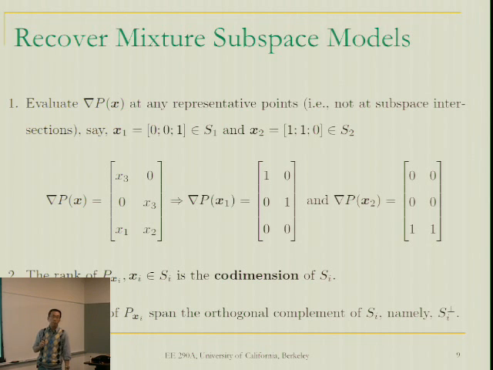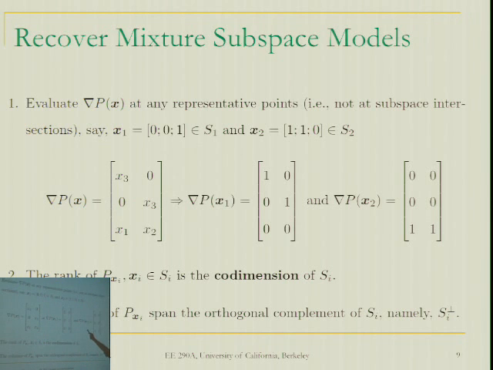So to play a simple game, let's suppose I write down one sample from S1. Remember, that's a line. So on the line, I'm going to choose the coordinate 0, 0, 1. In this case, the evaluation of the derivative of P is equal to 1, 0, 0, 0, 1, 0. Okay. So what are these two vectors? I think that by now you can almost guess without any computation that this exactly gives you the two normal vectors perpendicular to S1.